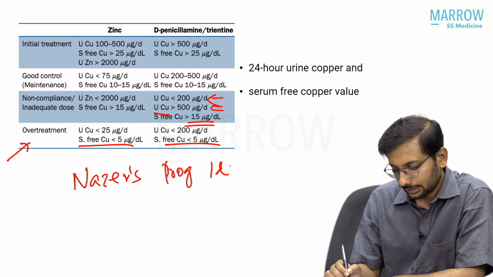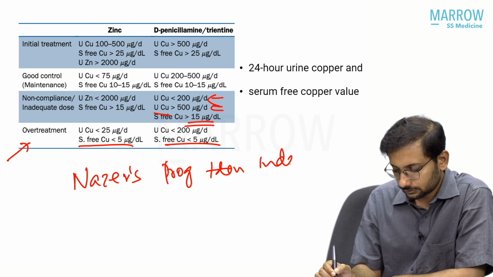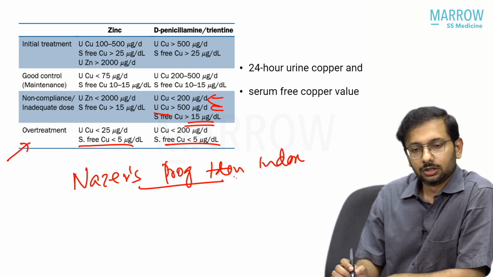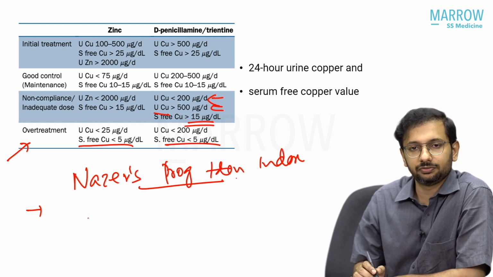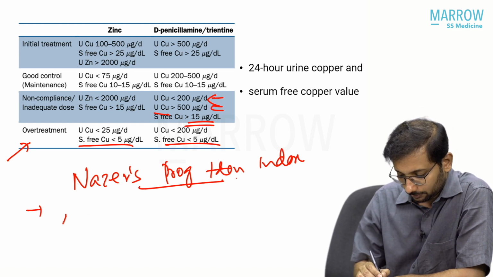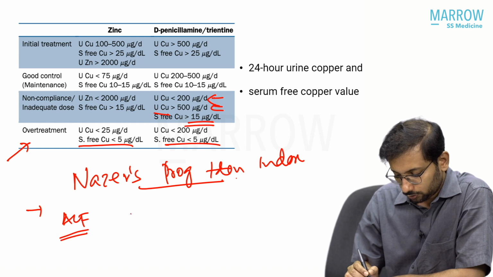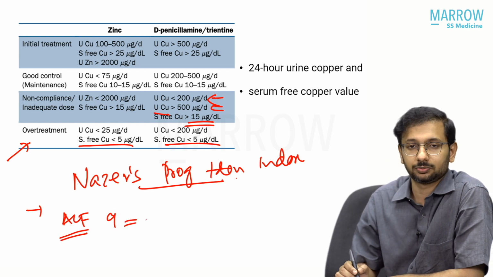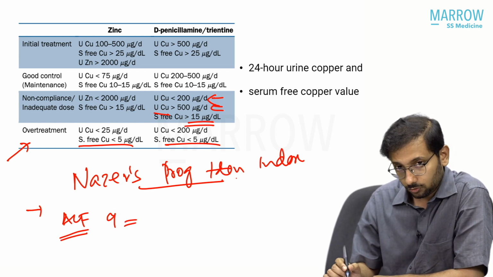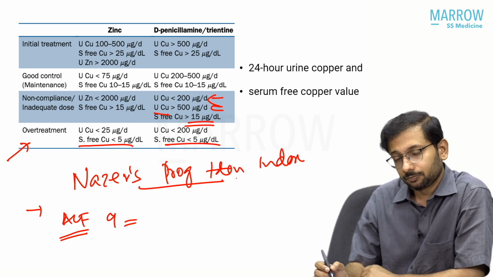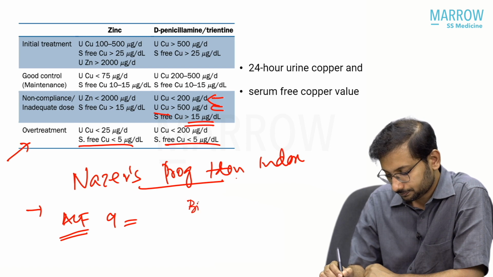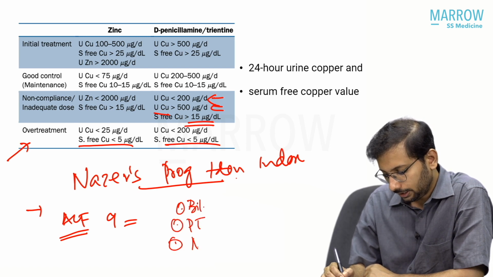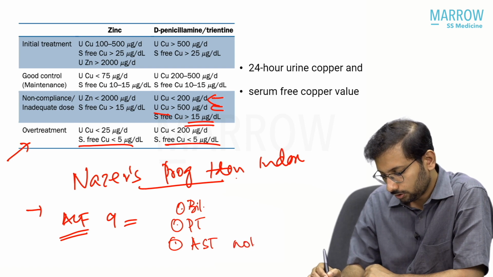Now at this stage, I would like to inform you that there is something called Nazar's prognostic index, which is there in Harrison's. All you have to know is that this is a prognostic index in Wilson disease, used in acute liver failure. In acute liver failure, if your score is more than 9, you need a transplant. That is what it means. More important than that are the parameters of Nazar's prognostic index: you have bilirubin, you have prothrombin time, and you have AST, not ALT.